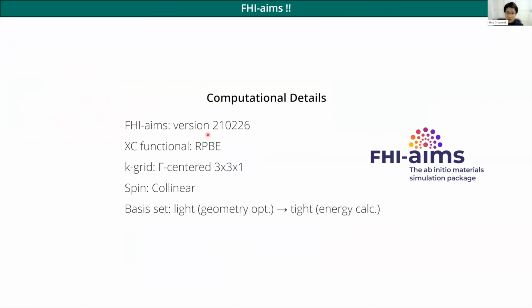And these are the computational details of my research. Of course, all of the calculations were performed with FHI-aims. Even though the version of FHI-aims is a little bit older, it was very nice. I performed all of the calculations at the DFT level with the RPBE functional. Because the ground state of cobalt is a ferromagnetic state, I adopted spin-collinear calculations for the simulation. For geometry optimization, I adopted the light basis set. Then, using the optimized structure, I performed a single-point calculation with the tight basis set to get a more reliable, more accurate electronic structure for the analysis.